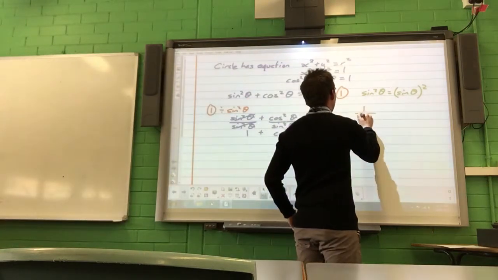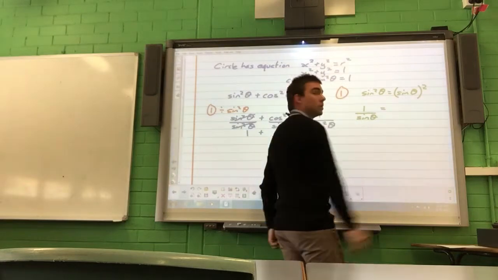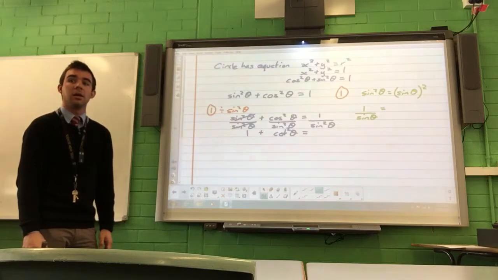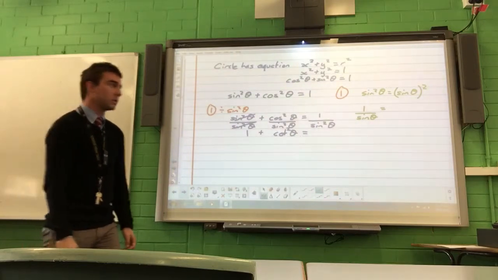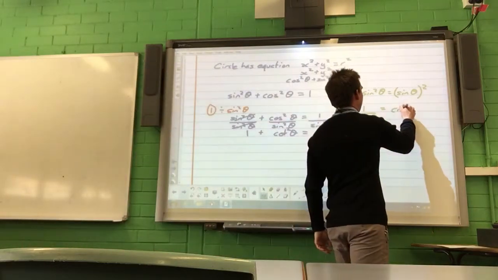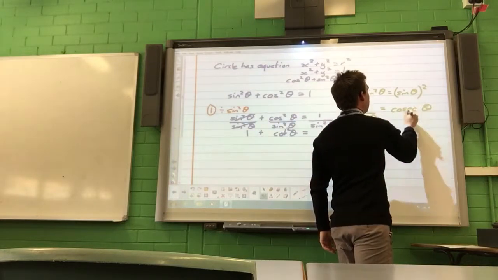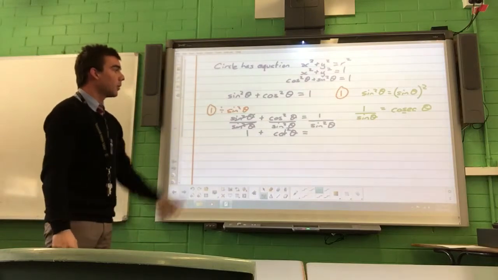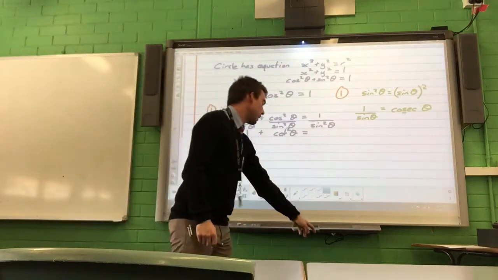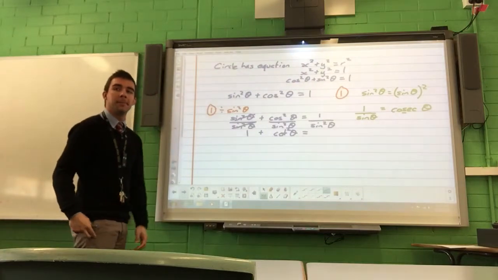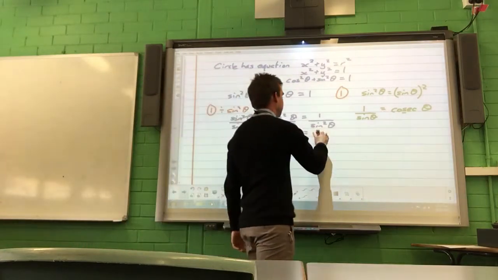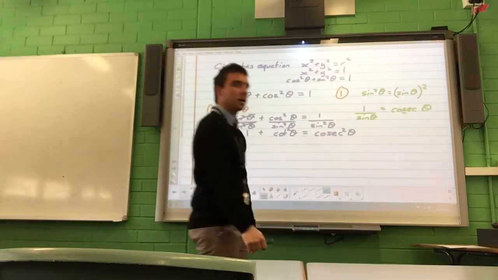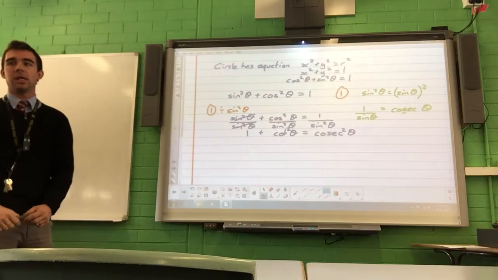Well, what is 1 over sine theta? What's an expression I can write for that? Cosec. Okay, so the third letter gives the reciprocal. Alright, so therefore 1 over sine squared of theta is going to equal cosec squared theta. That is your 4th identity.